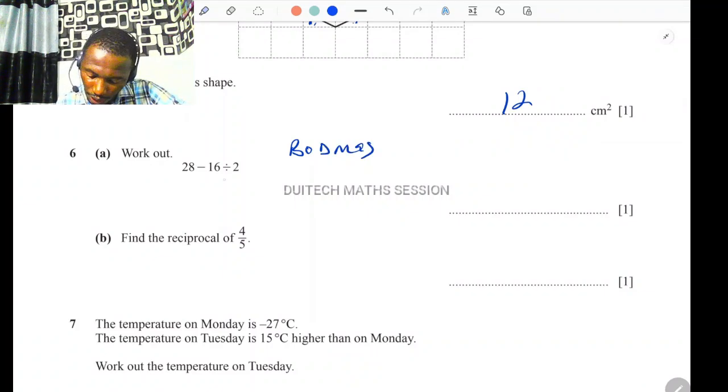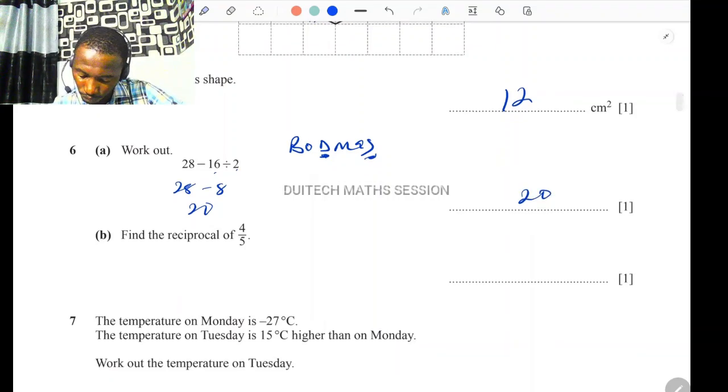So what are we doing here? We are going to divide. We're going to divide first before we can subtract. So 16 divided by 2 will give us 8, minus 28. So minus it, we have 20. So the answer here is what?